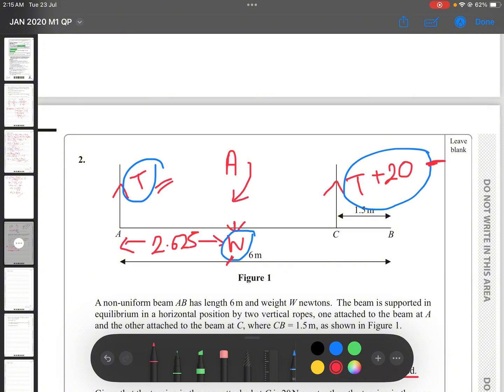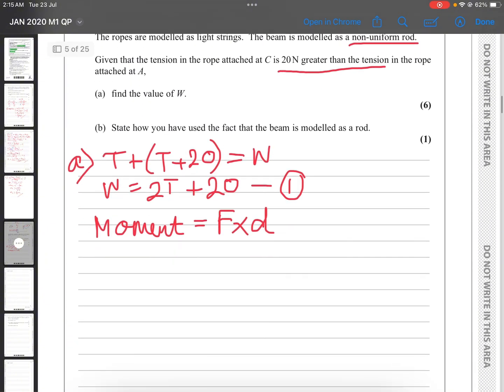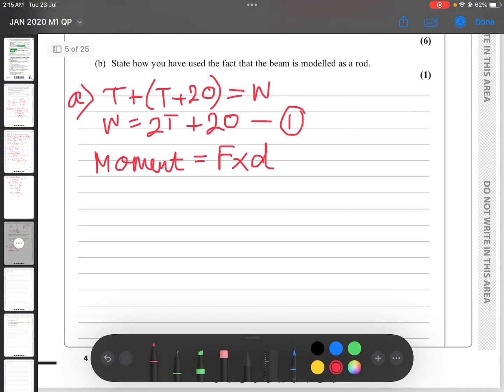Alright, and this T plus 20 is acting upwards. Now if I consider A as a pivot and the C is making it move upwards, it's going to create an anti-clockwise effect on A. With that, we're going to follow through our equation. So first, the important step is writing which point we are taking moment about. We are taking moment about A over here.